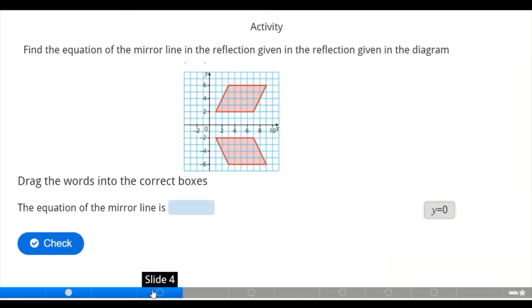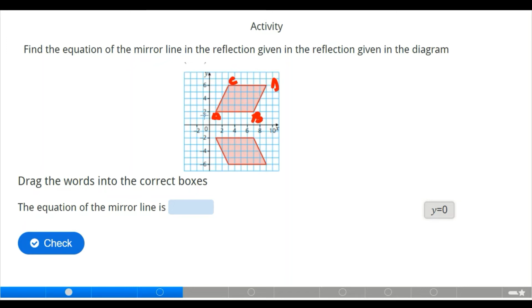Now let's look at this example here. We are to find the equation of the mirror line in the reflection, given the reflection in the diagram we have there. What we need to do first and foremost is study how this is being flipped. Let's assume that we have A, B, C and D here.